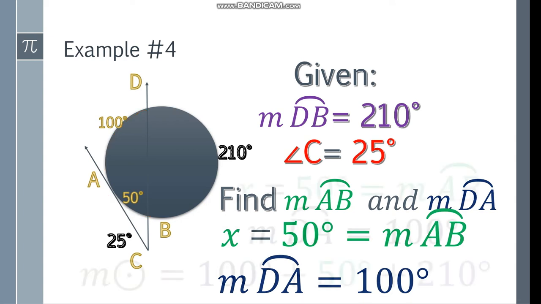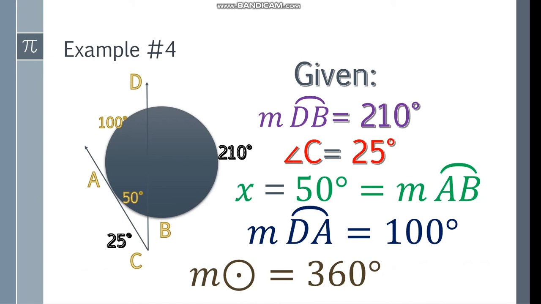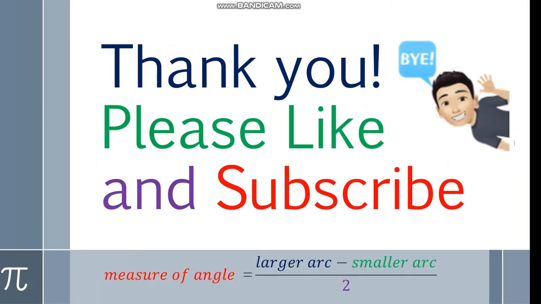Tama kaya tayo? Check natin. Ang buong measure ng bilog dapat ay 360. So, meron kang 100, meron kang 50, and you have 210. Pag pinagsama mo lahat yan, ang sagot ay 360. So, tama tayo. And that's the end of the lesson on how to solve Tangent-Secant External Angle Theorem.